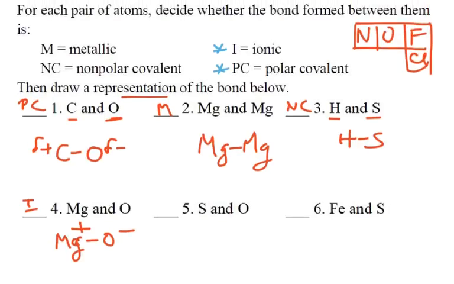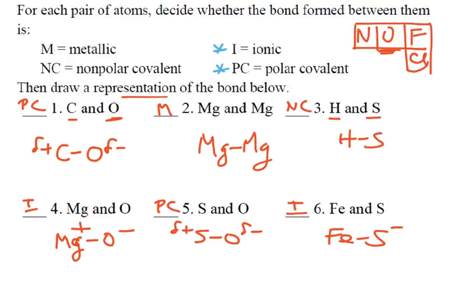S and O, both are nonmetals, but here's O again as a strong nonmetal, so this is going to be polar covalent. And when we get our S and O bonded, the oxygen is going to be somewhat negative, and the sulfur will be somewhat positive. And finally, Fe and S, we have a metal and a nonmetal, and a metal and nonmetal is going to be ionic. So when you write those, the nonmetal is going to be negative and the metal is going to be positive. So that's the first part.